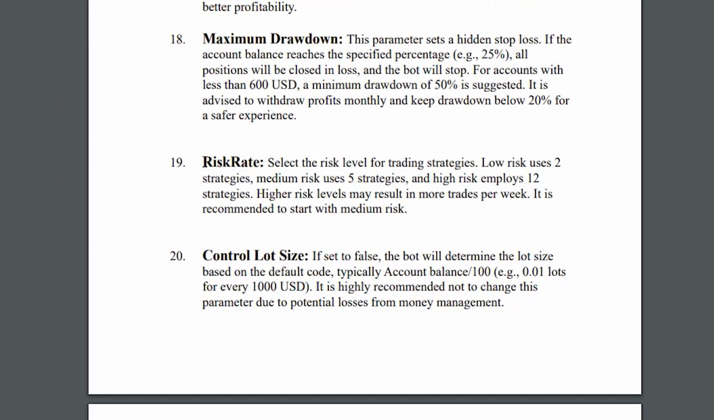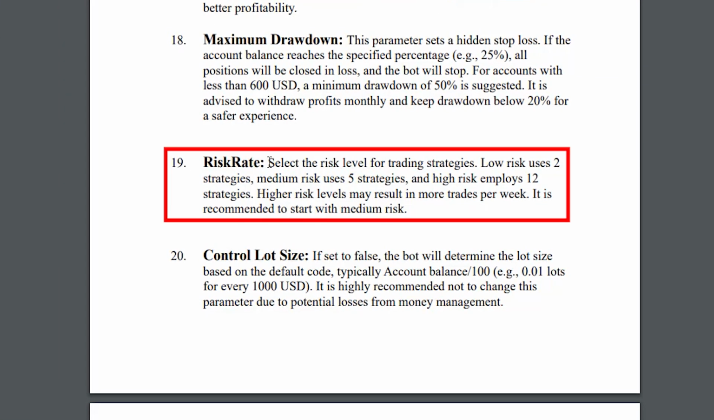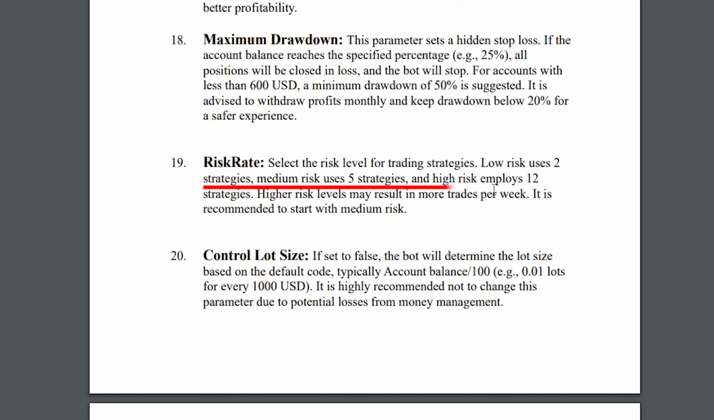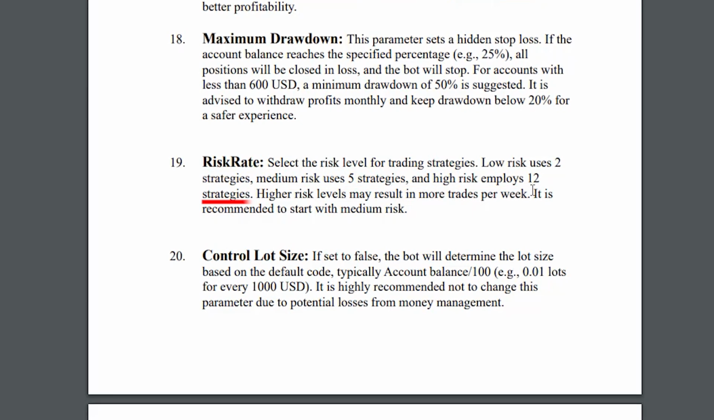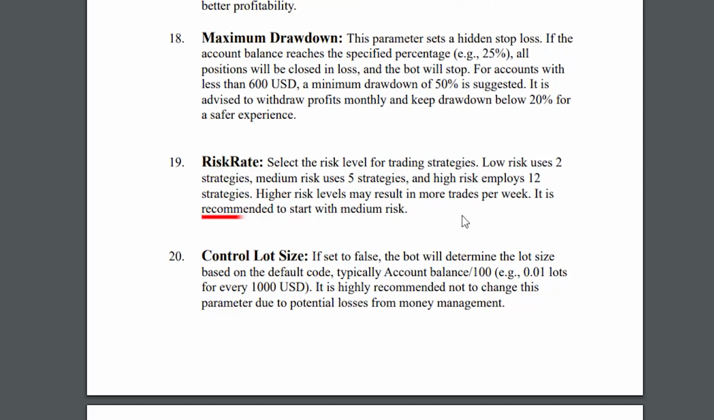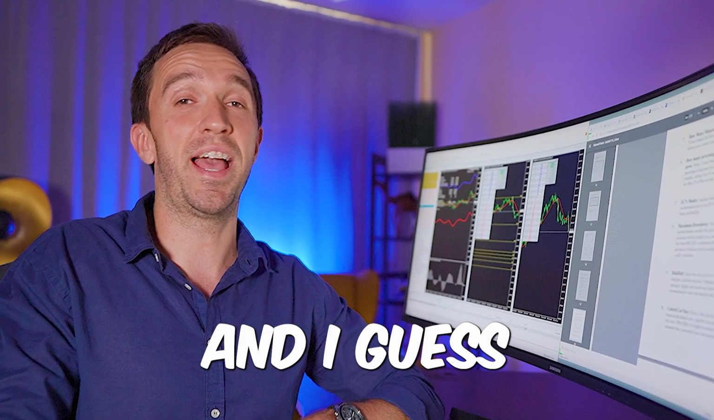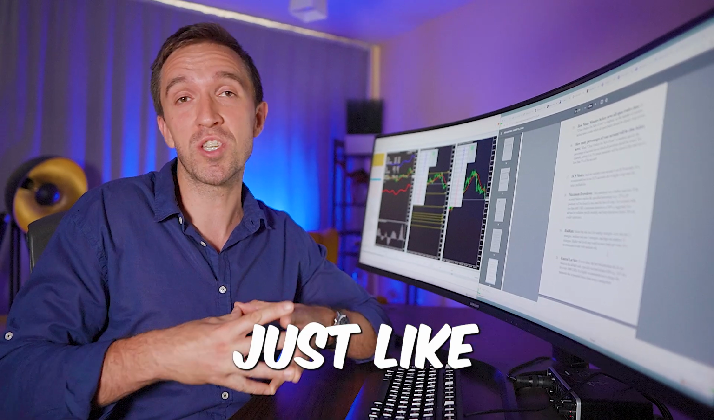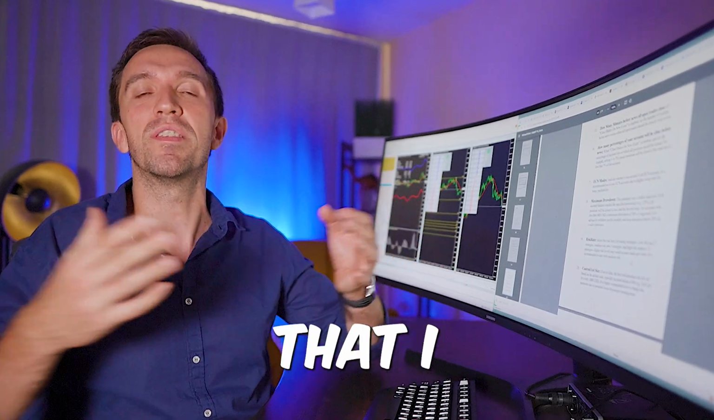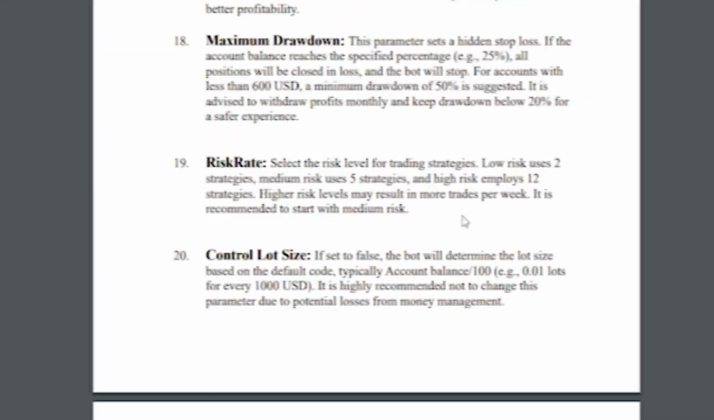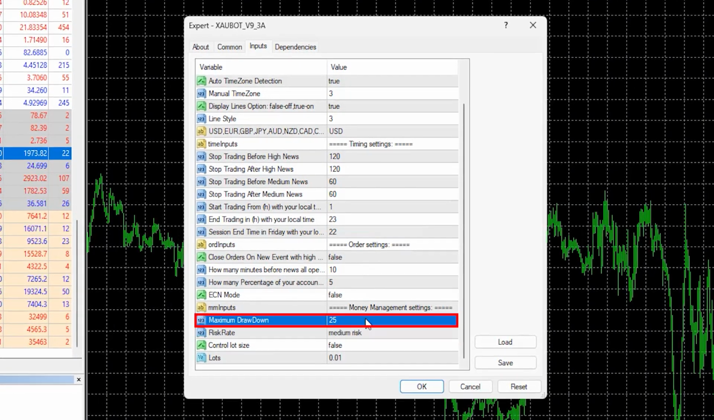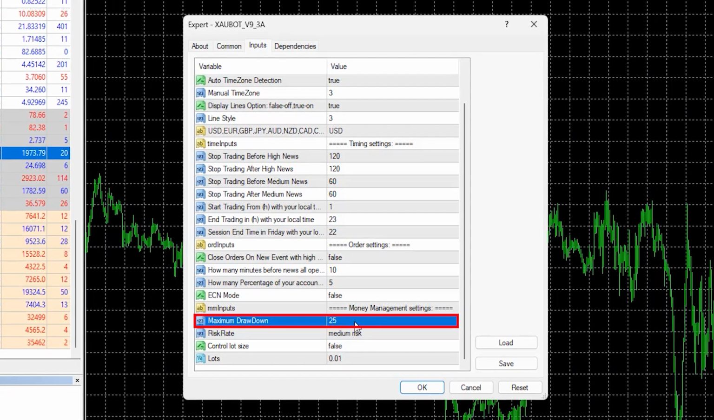And here comes the key moment for me, the risk. We can see that the low risk uses 2 strategies, medium risk uses 5 strategies, and high risk employs 12 strategies. And they recommend to start with the medium risk. And I guess there are many strategies within this robot, just like the portfolio robot that I showed already in my previous videos. So I will stick to the medium risk. I will stick to the drawdown of 25%.